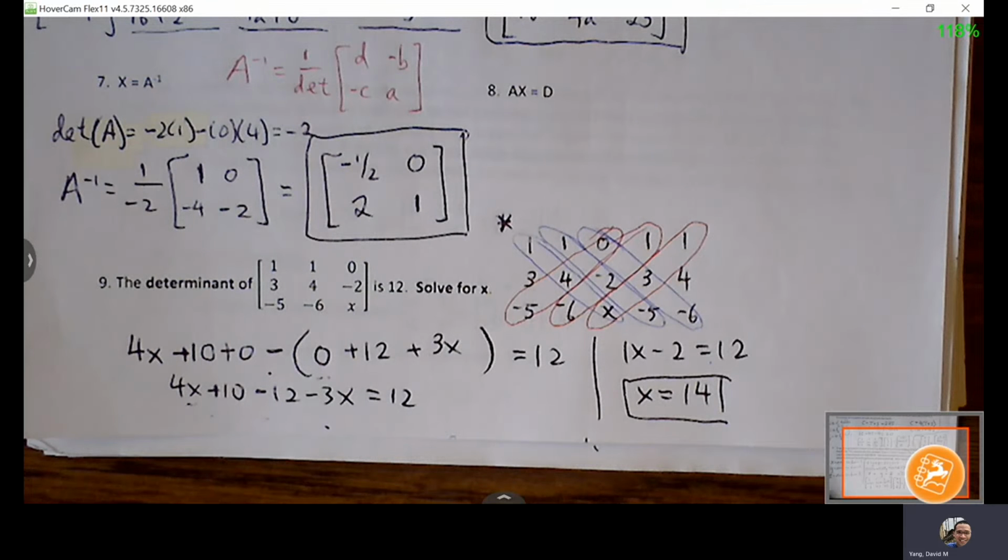So you multiply all the triplets together. And then minus, and then multiply, multiply, multiply. And then add them all together. Set it equal to 12, because that's what they tell you the determinant is.